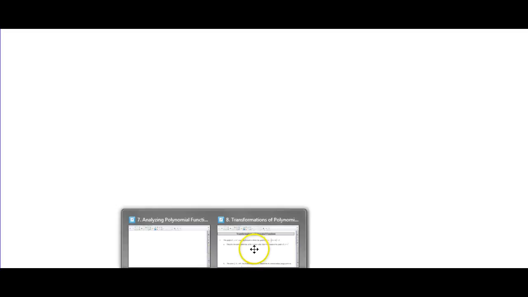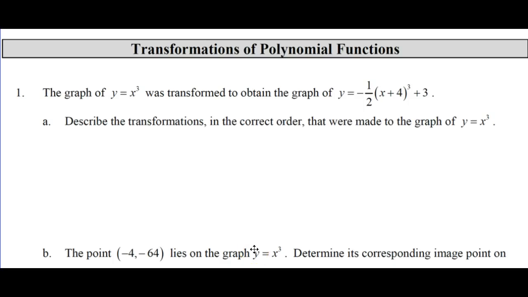All right, thus finisheth the first part. Transformations of polynomial functions. All right, it's the same transformations you've already done. Everything is exactly the same.